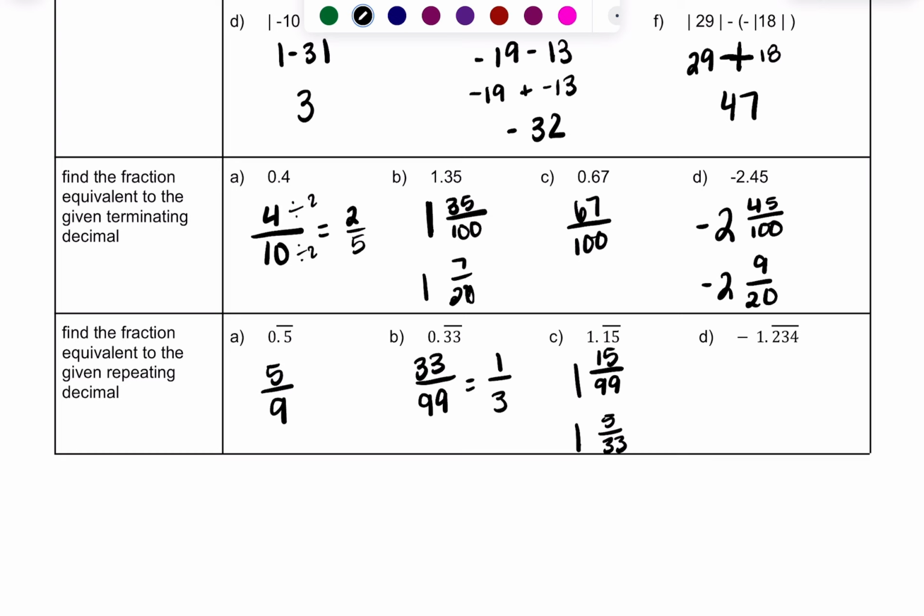And lastly, letter D. Once again, I do have that whole number outside, so I'm going to put -1. But then I also have 3 numbers after the decimal now. So I'm going to put 3 nines. Okay. Now that 234 after the decimal, I am going to put that as my numerator. And there's your fraction. Now once again, we can simplify this. So we're going to go ahead and simplify this by 3. So I get -1 over 7, or sorry, 26 over 101. Okay. We could actually simplify that by 9. Okay. All right. So that is your rational and irrational day 1.